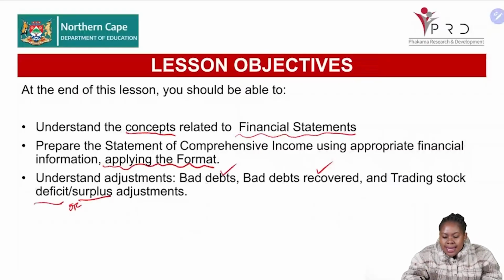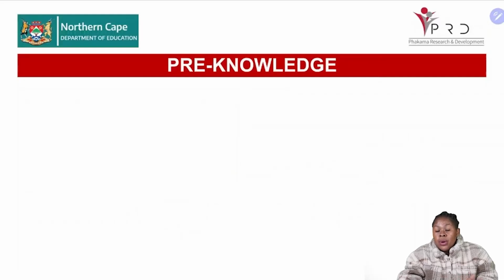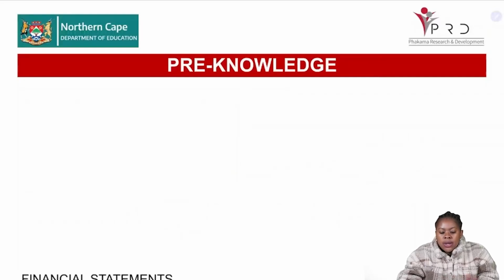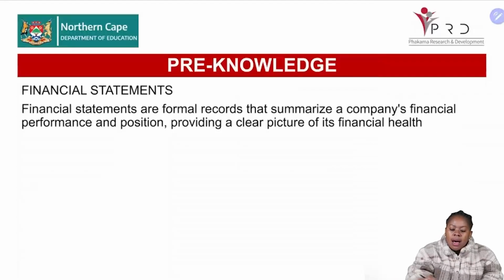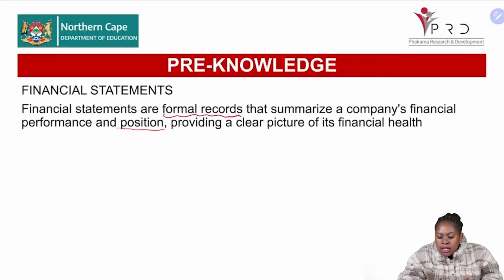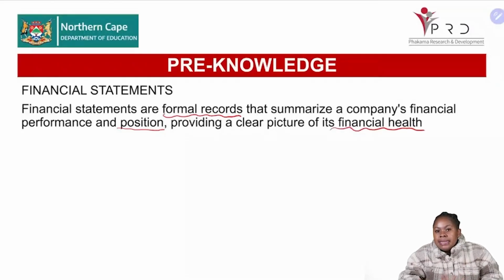Okay, so you need to understand what is happening in these adjustments, how you record it in your statement of comprehensive income. Then the knowledge that you need to already have or already understand, you need to know what financial statements are. Now, financial statements are formal records that summarize the company's financial performance and position to provide a very clear picture of its financial health. So where is the company actually standing at that particular moment?